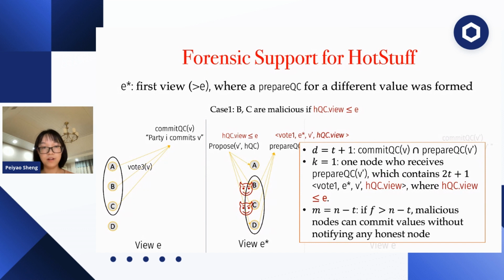The last parameter we want to get is M, which is N minus T. This is very intuitive because if there are too many malicious nodes over the quorum size, then they can go ahead and commit any values without communicating with honest nodes.